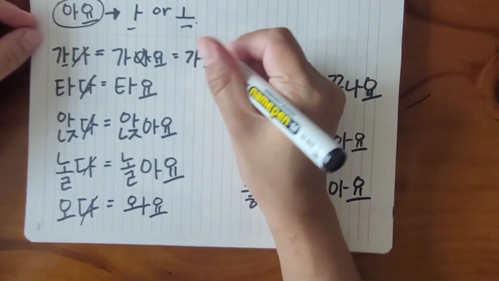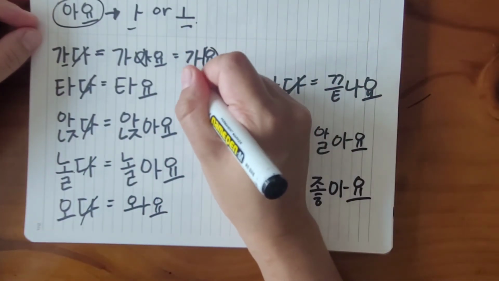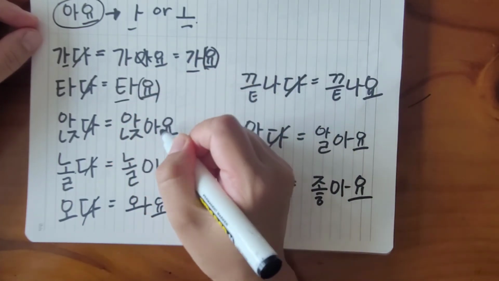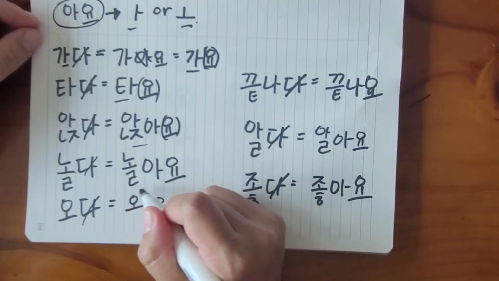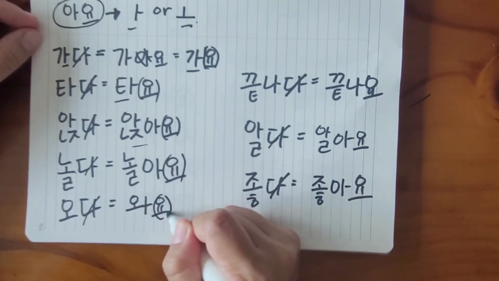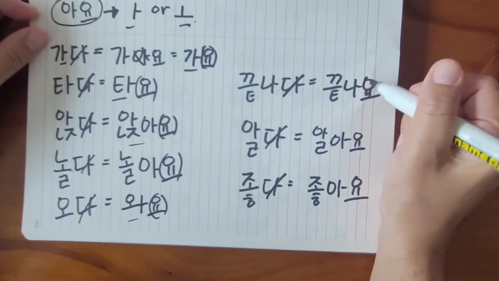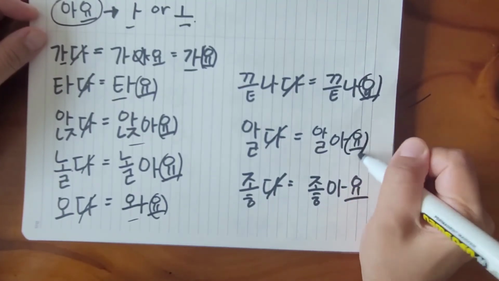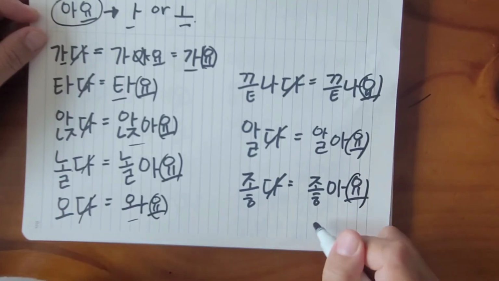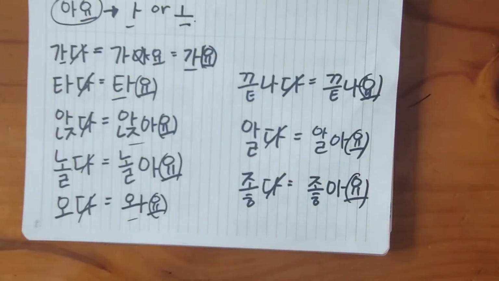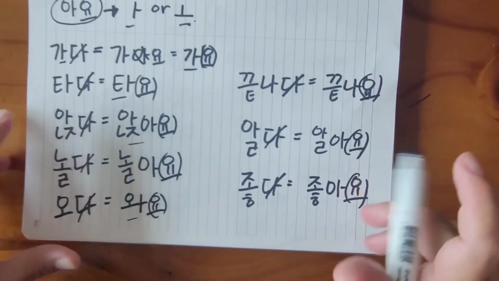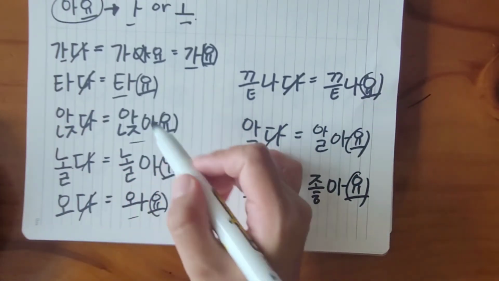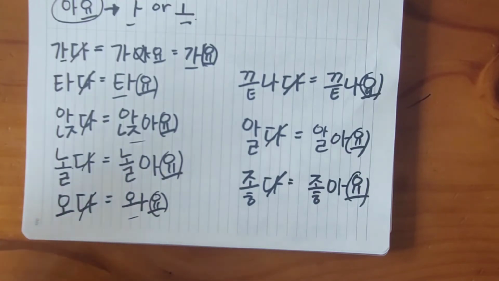Dito naman, kapag tinanggal natin yung 요: 앉아, 놀아, 와, 끝나, 알아, 좋아. So, ganyan yung sa casual form, kahit wala na yung 요. So, ito yung tatlong basic rule niya sa pag-conjugate ng isang adjective or verbs into present form, polite form, or casual form.